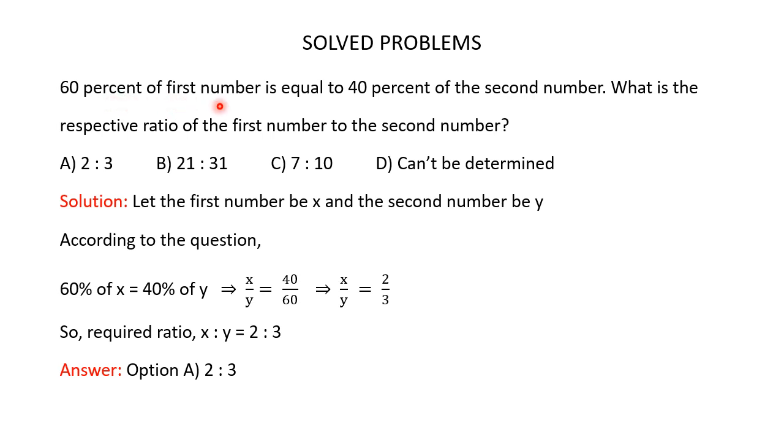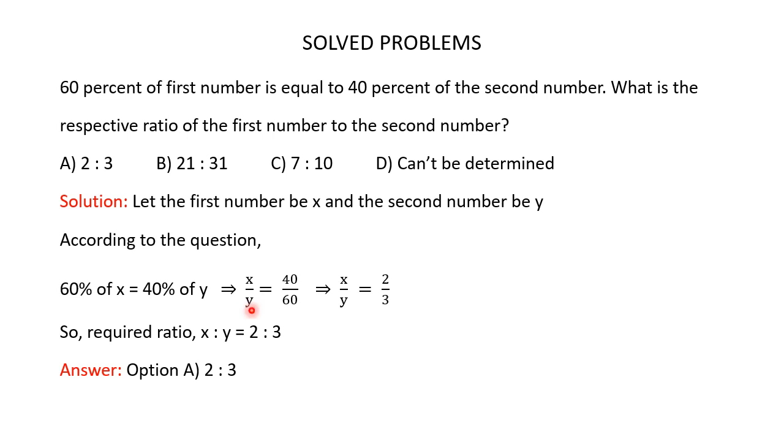60% of first number is equal to 40% of the second number. What is the respective ratio of the first number to the second number? You are given four options and you have to find out which of these options is the correct one. Now let the first number be x and the second number be y. It's given that 60% of x is equal to 40% of y.